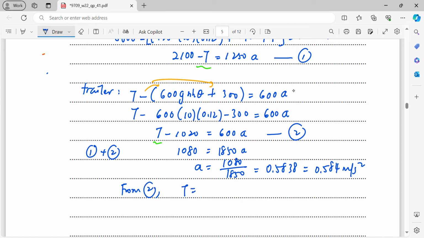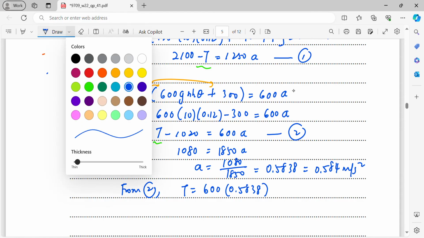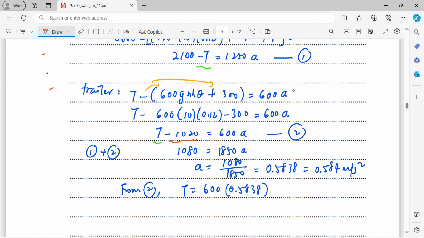So my T equals 600, the A is replaced by 0.5838. Then this minus 1020 will be moved to the other side, becomes plus. So this is going to be plus 1020, and at last you will be getting 1370. So that is your T, the tension. This is the working if you consider the car and trailer separately.